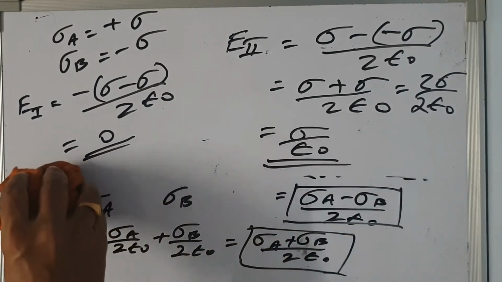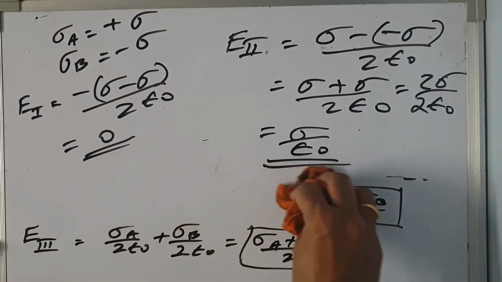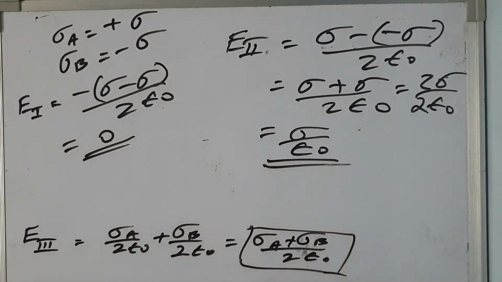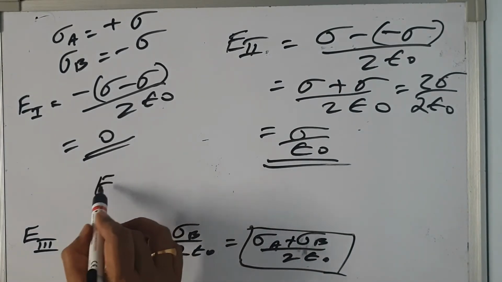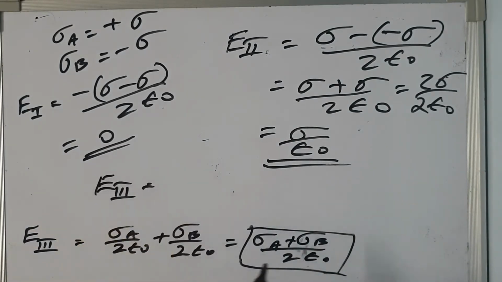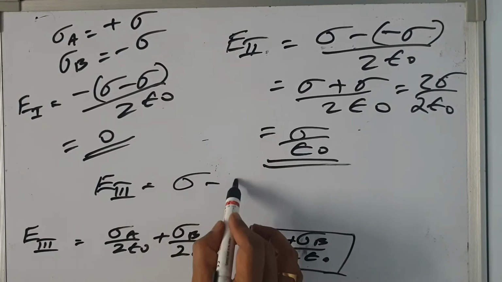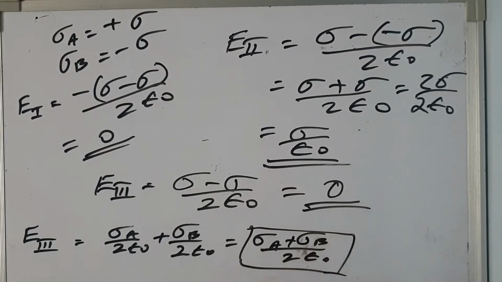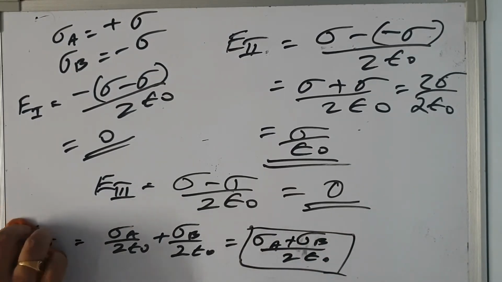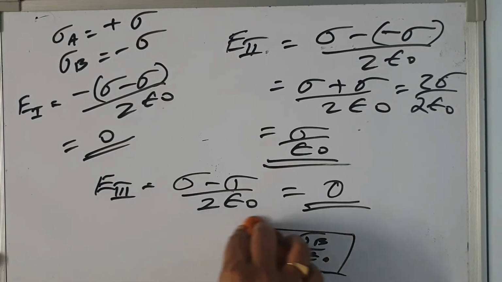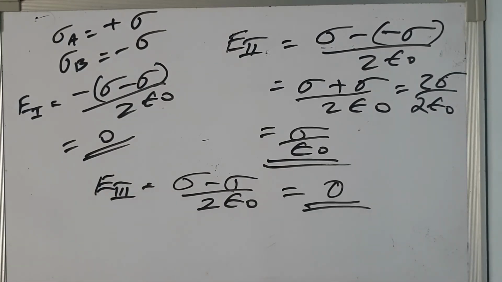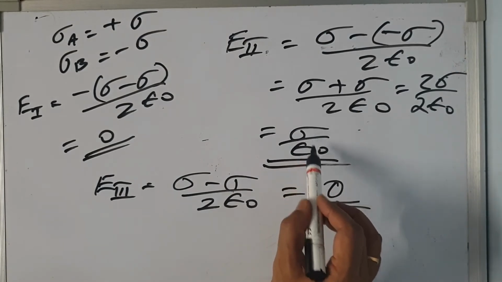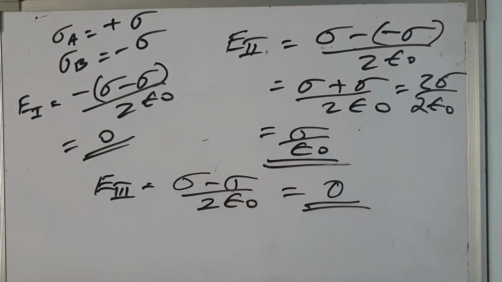Now, in the third region, region 3, to the right side of the system of two plates, what will it be? E3. Here, instead of sigma A, I'm going to put plus sigma, and here minus sigma. What do we get? Sigma minus sigma upon 2 epsilon naught, which is equal to 0. That means if you have two equally and oppositely charged infinite plane sheets of charge, there will be no electric field on either side, but you will have an electric field of intensity sigma by epsilon naught in the region between the two plates. Okay?